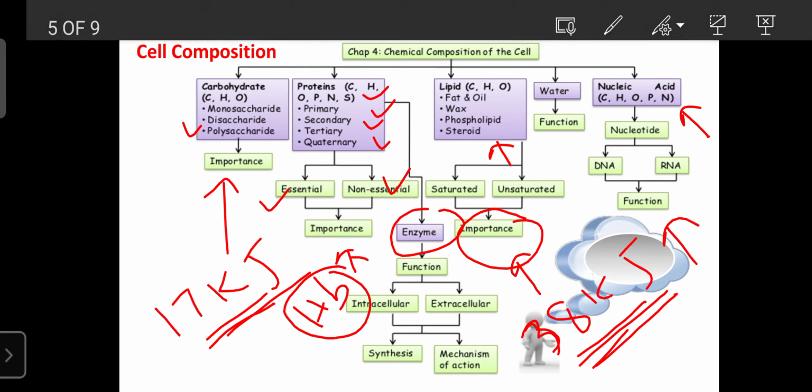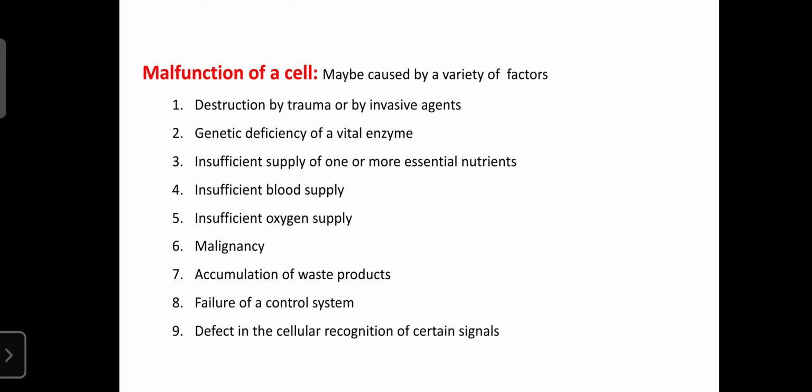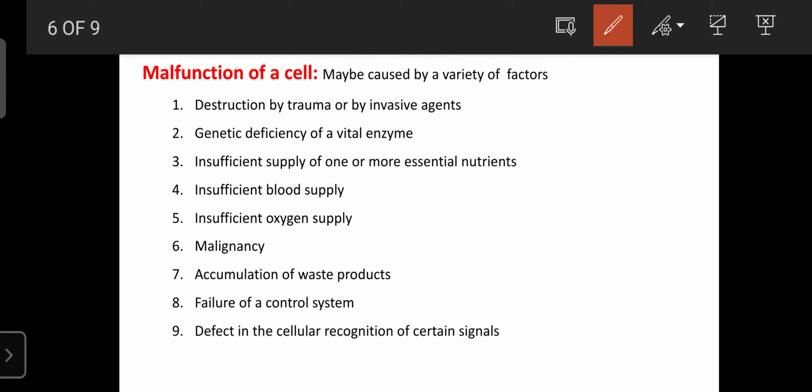Next, regarding the malfunctions of a cell. The malfunction of a cell is caused by one of the following factors: destruction by trauma or by an invasive agent, so that any entry of a chemical agent can destroy the cell environment or cause trauma, which can cause malfunction of the cell. There is also genetic deficiency of a vital enzyme. Any deficiency of an enzyme is also a reason for cell malfunction, or insufficient supply of one or more essential nutrients is also a reason for cell malfunction.